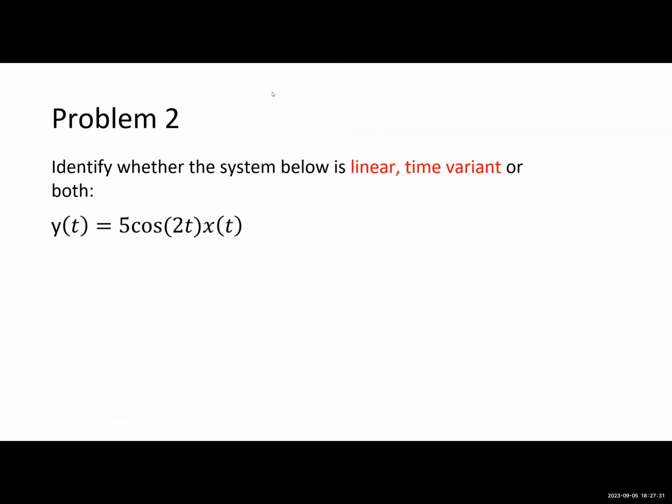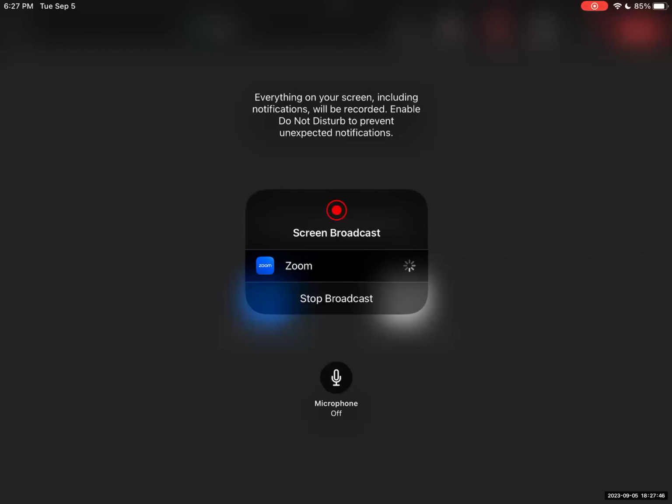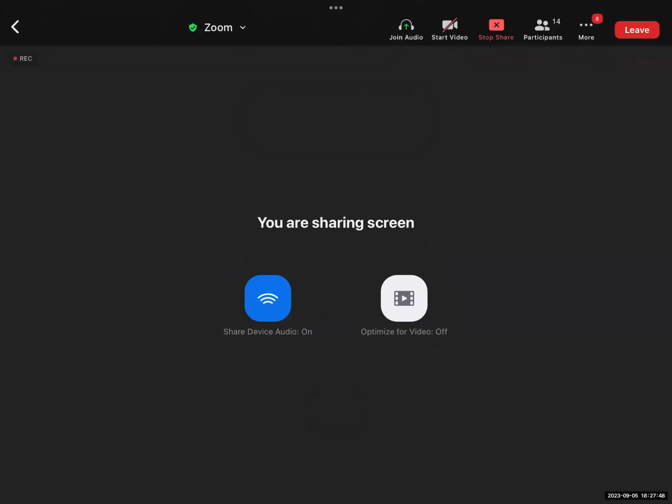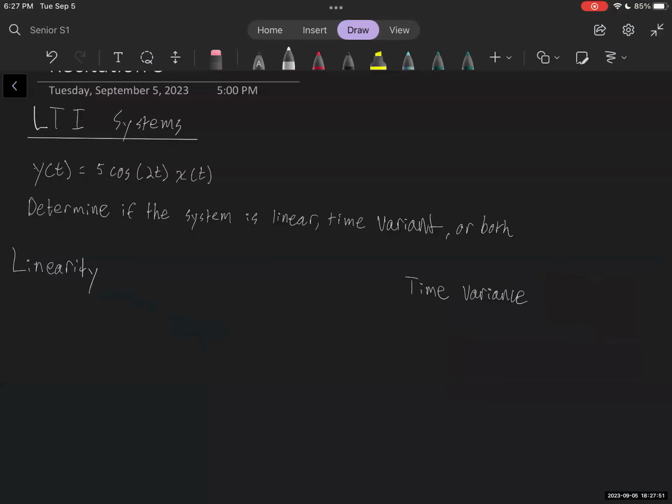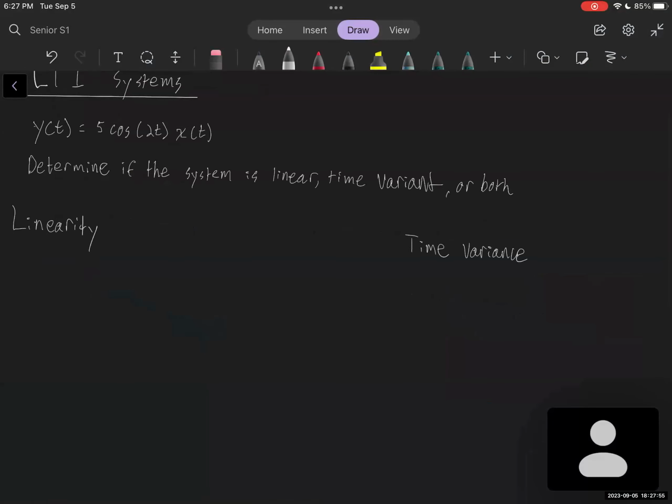I'm going to jump over to my iPad quick. Again, everything from that slideshow should be on Canvas, so if you need to go back and see those steps at any point, you can find it there. So we have our system, y of t is equal to 5 cosine of 2t times x of t, and we want to determine if it is linear and if it is time invariant.